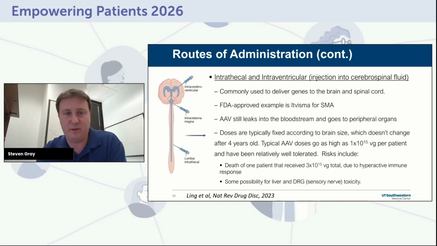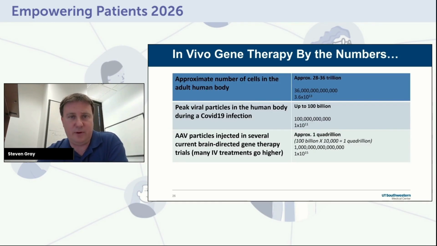I'm just putting numbers here: doses as high as 1 times 10 to the 15 DNA-containing AAVs per patient have been relatively well tolerated. In these types of clinical trials, there has been one patient death that I'm aware of, but this patient received a 3 times higher dose than what most of the other trials are doing. And there are also instances of possible liver toxicity and something called DRG toxicity, which is a kind of sensory nerve toxicity.